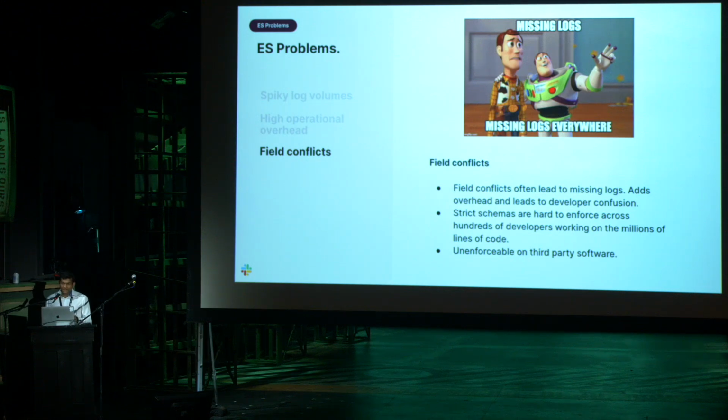And the third big problem with logs is missing logs because of field conflicts. For those of you who are not familiar with the field conflicts problem, let me give you an example. Let's say there are two developers. One developer is logging an account ID field as a string. The other developer logs the same field as an integer. What happens in Elasticsearch is, let's say these two logs make it to Elasticsearch.